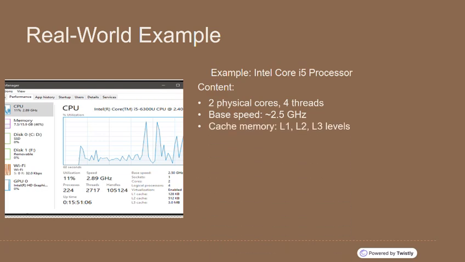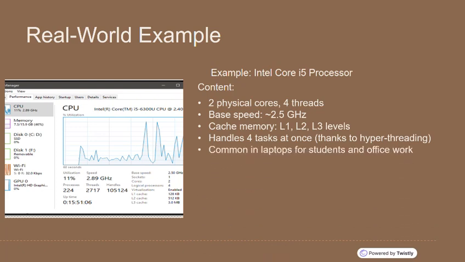It also has different levels of cache memory, level 1, level 2, and level 3, which stores frequently used data to make performance even faster. With this setup, I can easily browse the internet, prepare assignments, play music, and run updates at the same time without any major slowdown. This shows how processor cores enable smooth multitasking in everyday life.